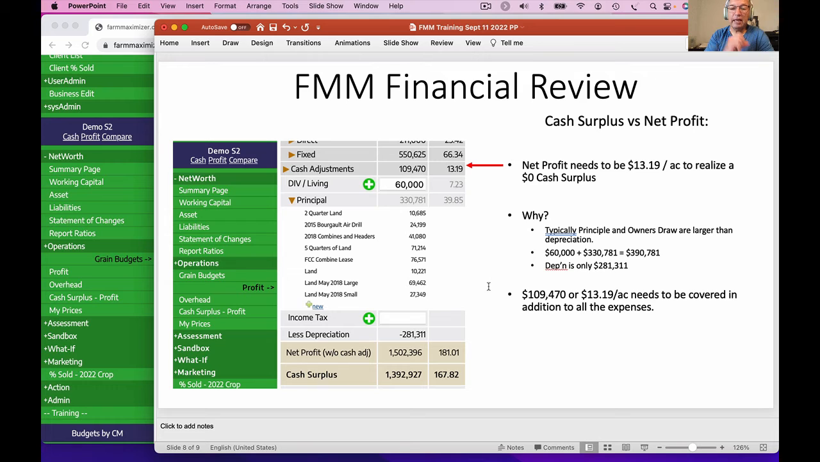So when we look at cash surplus versus net profit, net profit in this case for this farm needs to be $13.19 an acre for the cash surplus to be zero at a break even. And the reason for that is because typically principal and owner's draw are larger than depreciation. In this case, they are a $109,000 difference, so that extra $13 an acre is needed so that he can pay all the bills and himself and the bank.